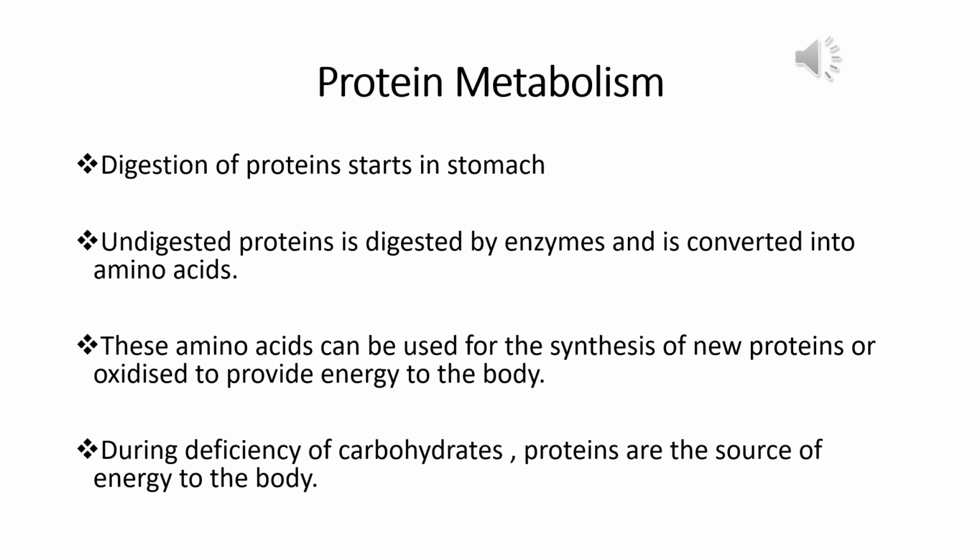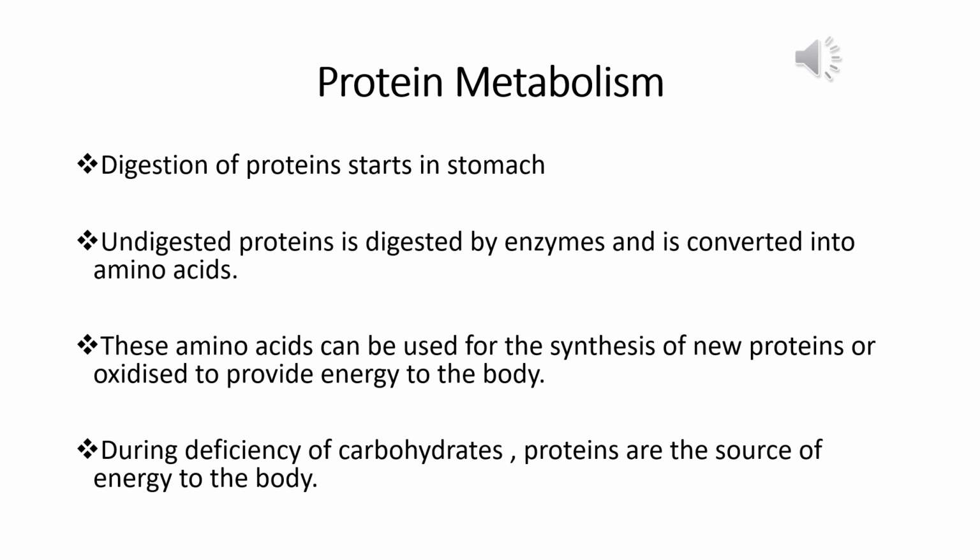The next type of metabolism is the protein metabolism. Digestion of the proteins starts in the stomach, students. Undigested proteins are digested by the enzymes and they are converted into the amino acids. Amino acids, students, are the organic compounds that combine to form proteins. Amino acids and proteins are the building blocks of the life. When proteins are digested or broken down, amino acids are left.